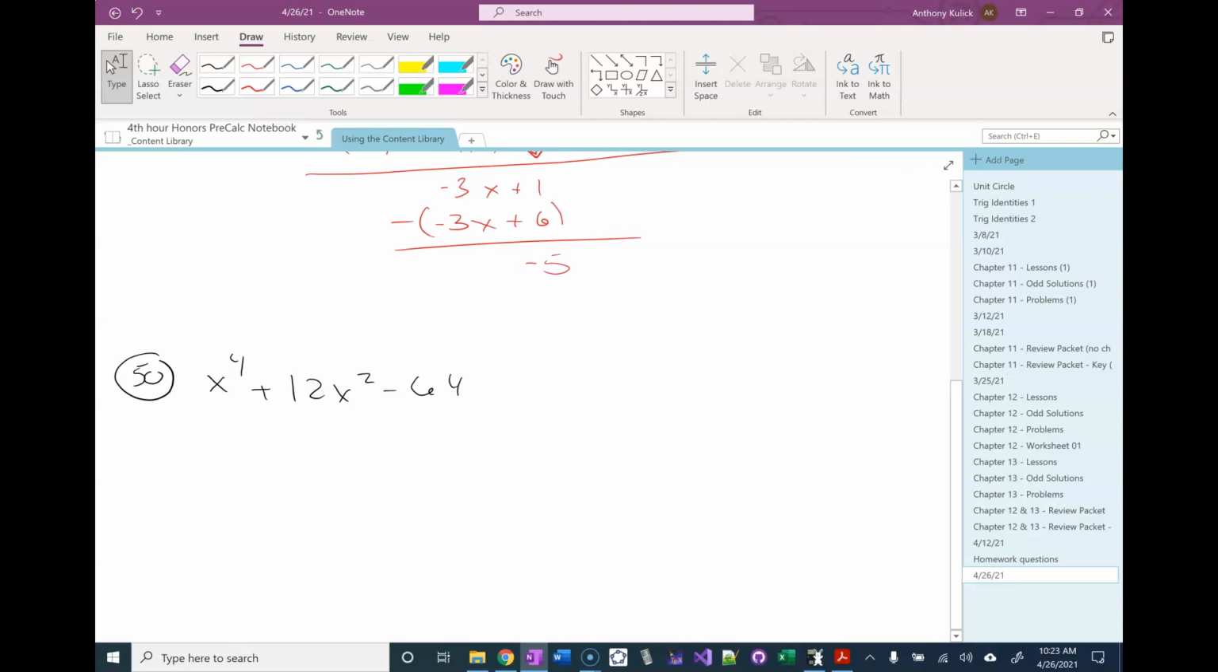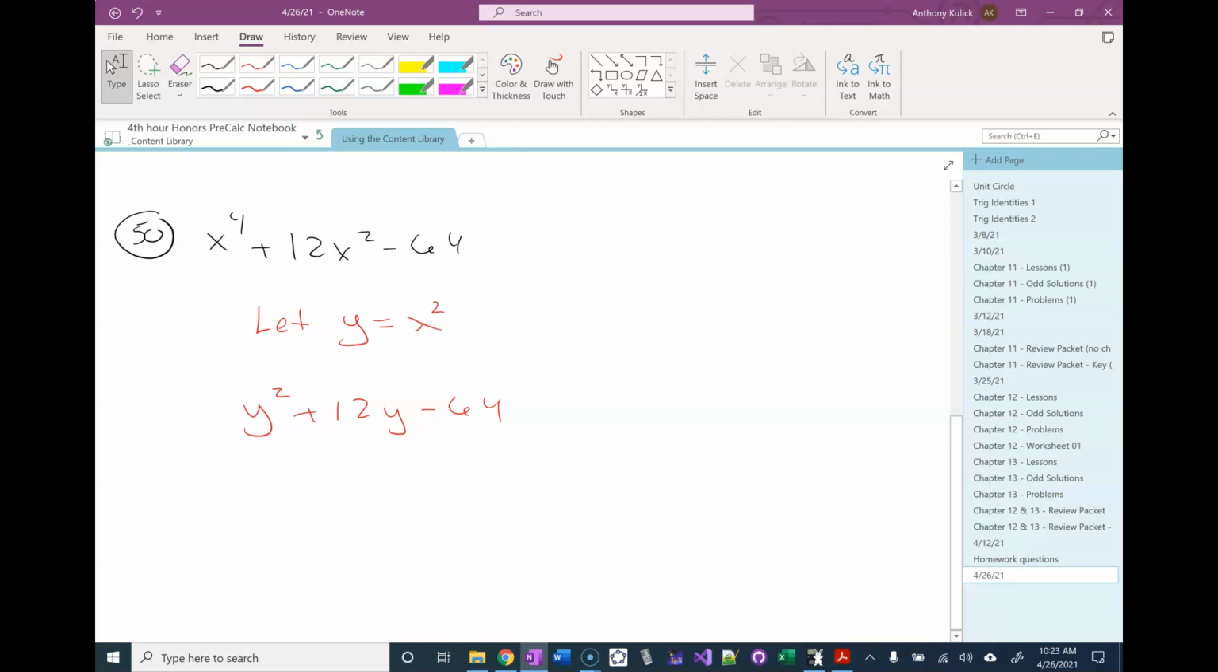So I would do this just by factoring, because there's no reason to do any synthetic division on this problem. This is something that I can factor quite easily. So what I would do is I would just say let y equals x squared. So now I have just a quadratic. It multiplies to give us negative 64 and adds to give us 12. 16 and negative 4, right?